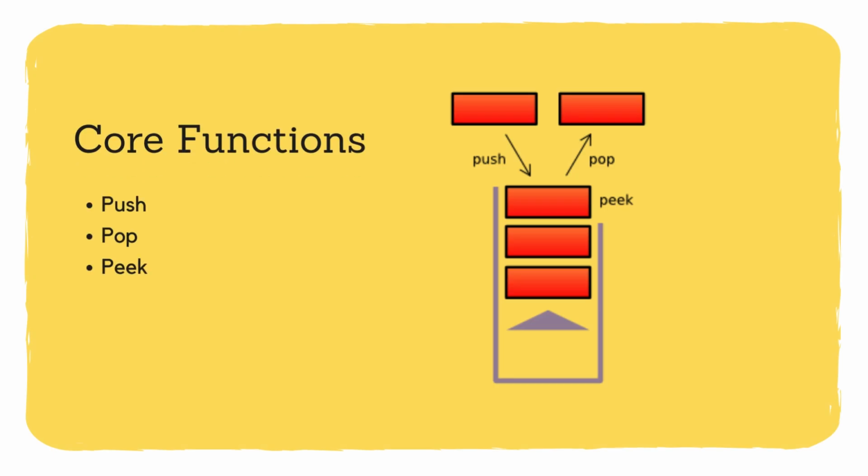Now let's look at some of the core functions. The first core function is pushing, and the push function basically adds an element to the top of the stack. So in this case, you can see that this box will be added to the top of the stack here, right at the top.